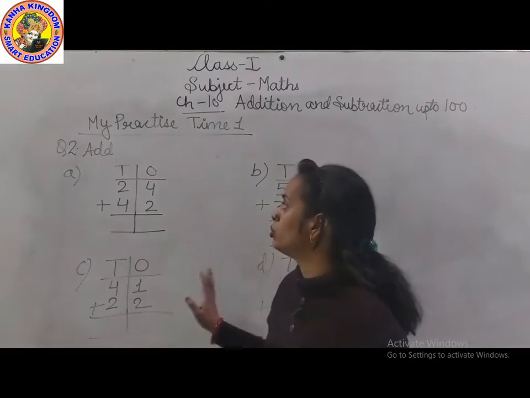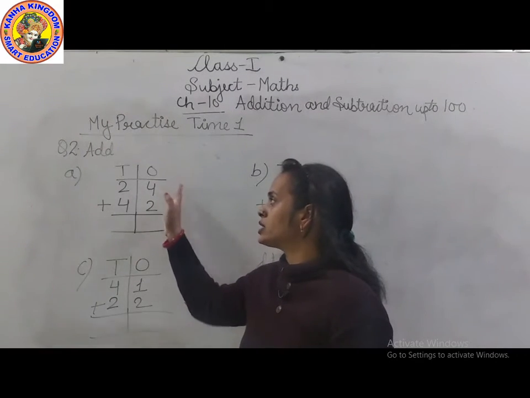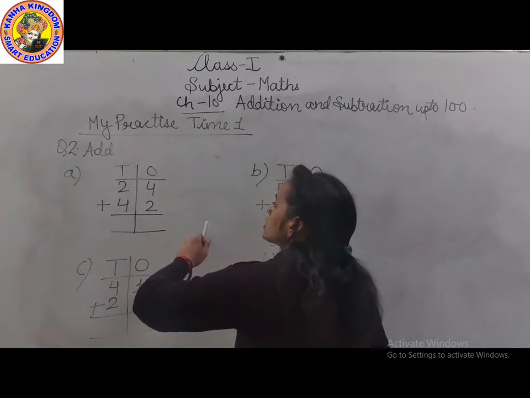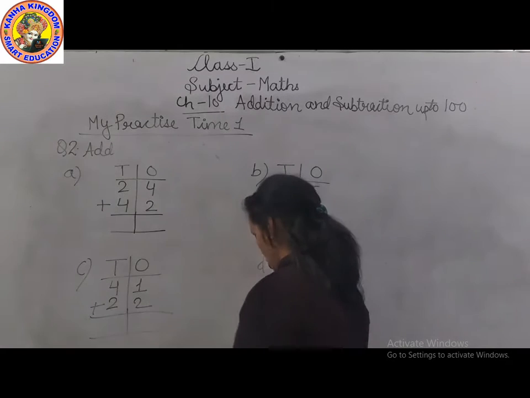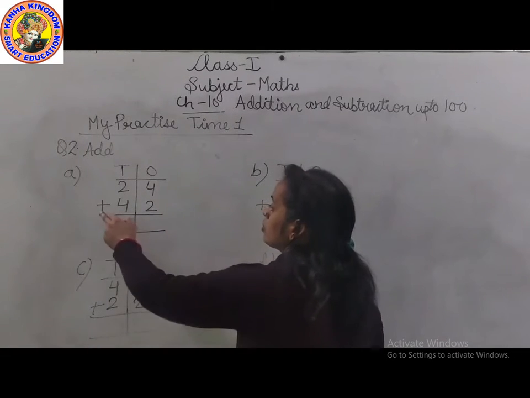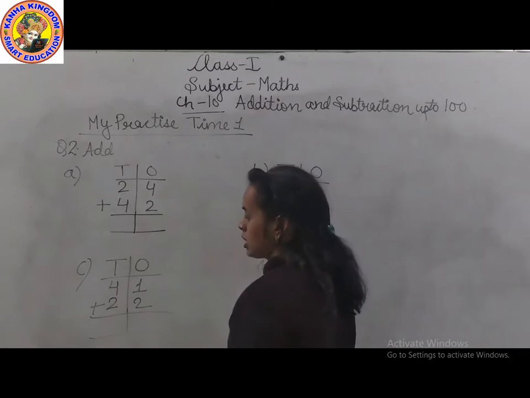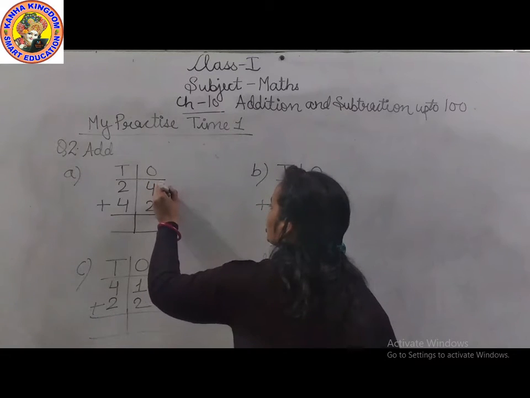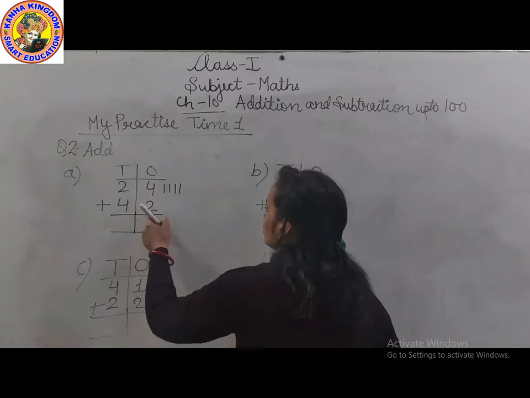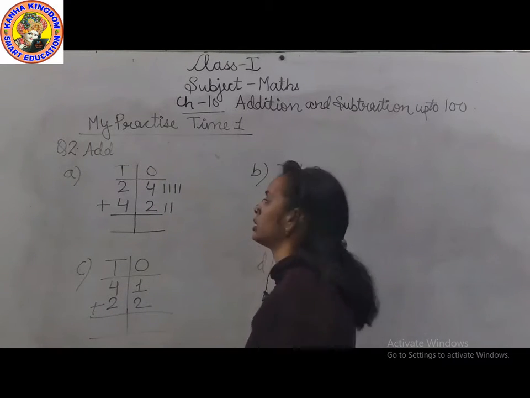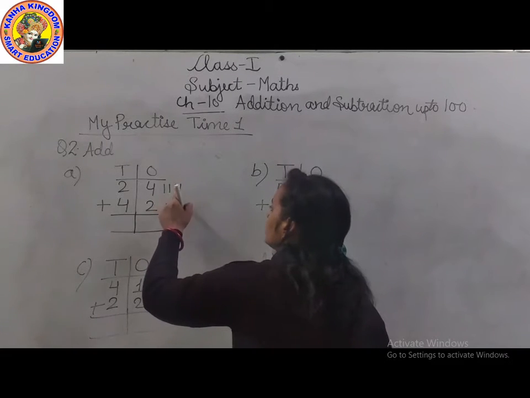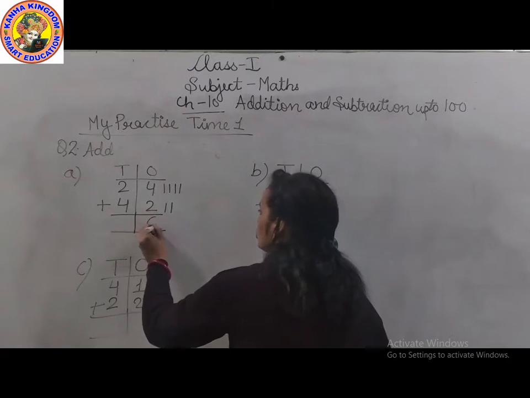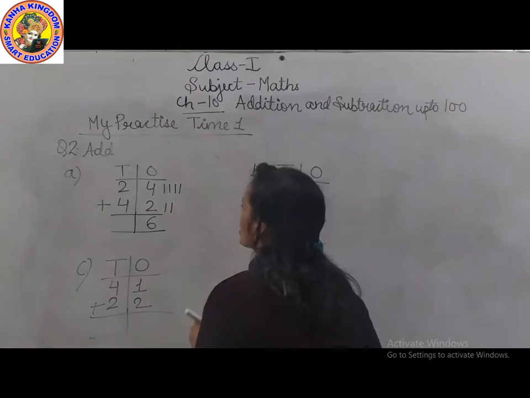Now in activity 1, question number 2 is add 2 digit numbers with 2 digit numbers. 2 tens, 4 ones, 24 plus 4 tens, 2 ones means 24 plus 42. Count 1, 2, 3, 4 and 2. Okay? 1, 2, 3, 4, 5, 6. 4 plus 2, 6.